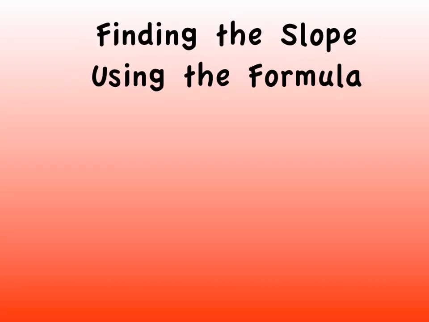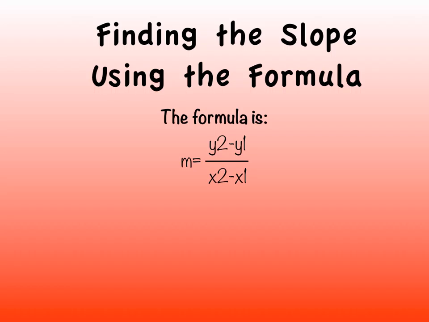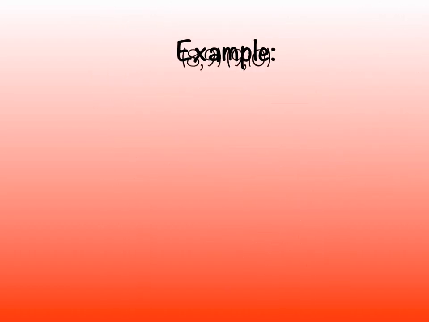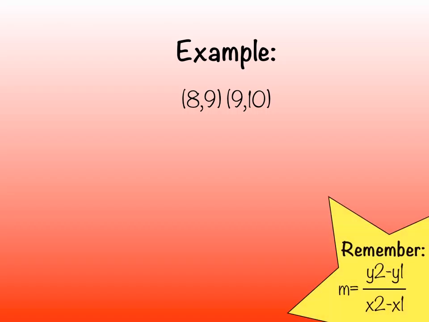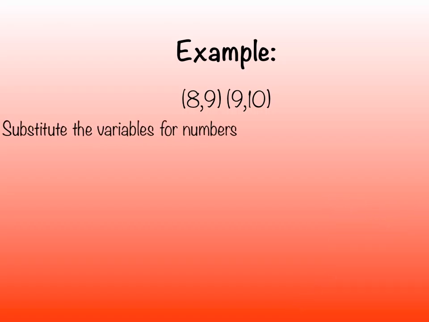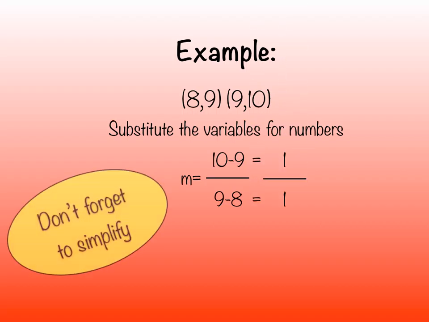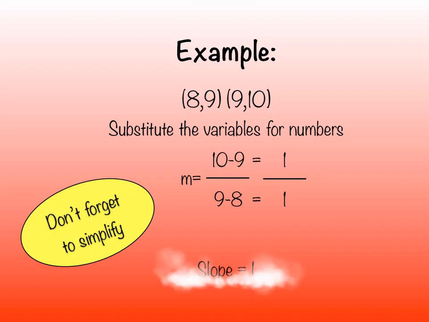Find the slope using the formula. The formula is m equals y2 minus y1 divided by x2 minus x1. Let's do an example together. Remember the formula. Substitute the variables for numbers. m equals 10 minus 9 divided by 9 minus 8 is 1 over 1. Let's simplify, don't forget, and the slope is 1.